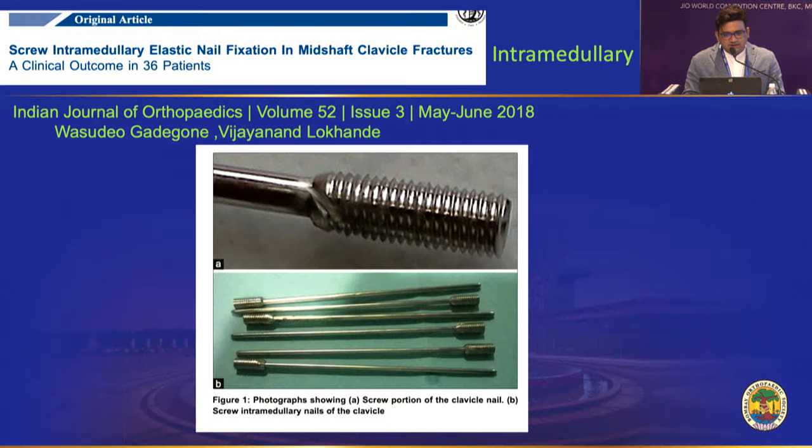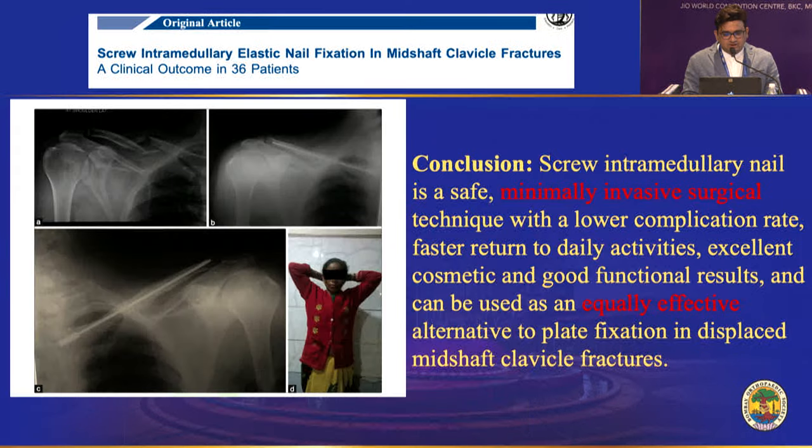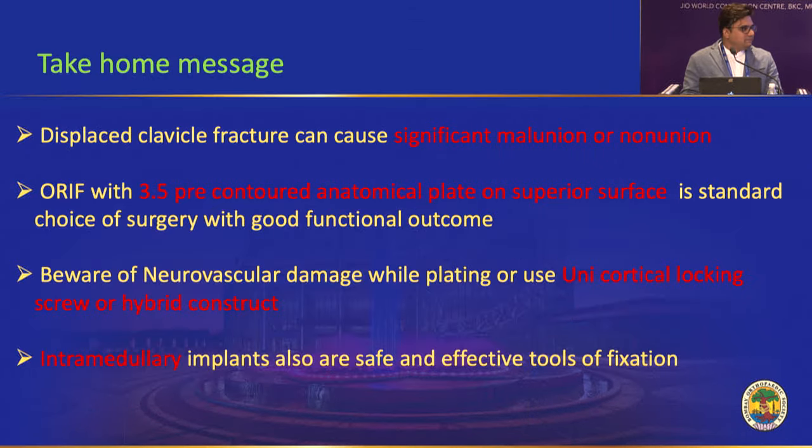So one more study from India, we have the screw nail technique, which is published by Vasudeva Gadegane sir. And they have published results in 36 patients with good outcomes. So the take home message: the displaced clavicle fracture can cause significant malunion or non-union. Open reduction with a 3.5 pre-contoured anatomical plate on the superior face is the standard choice of surgery with good functional outcome. Beware of neurovascular damage while plating, or use unicortical locking screws or a hybrid construct. Intramedullary implants are also safe, effective tools of fixation.